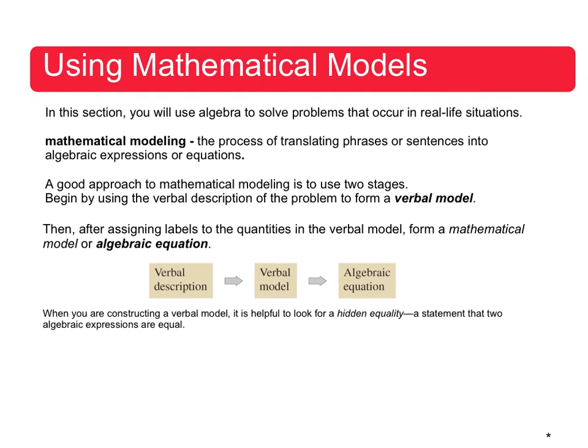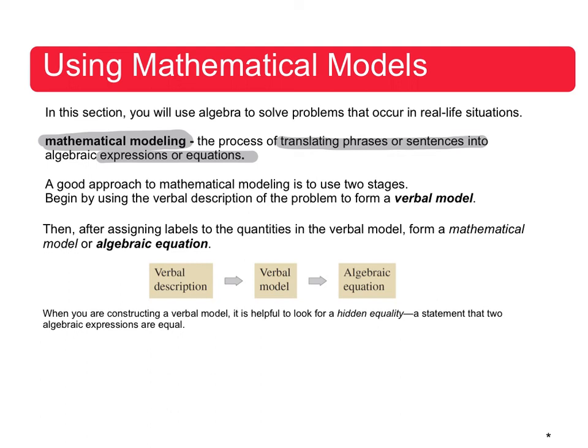So starting off with some background information. In this section, you'll use algebra to solve problems that occur in real life. Mathematical modeling, and here's what we talked about, is the process of translating phrases or sentences into algebraic expressions or equations. So taking the information we have in the sentences and converting them into our equations to solve.